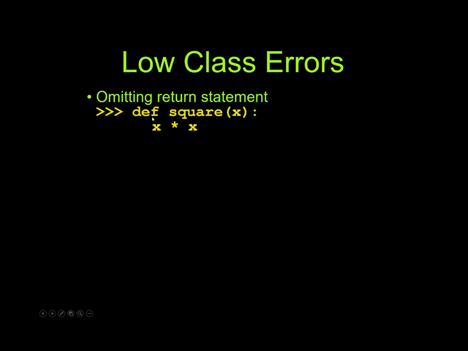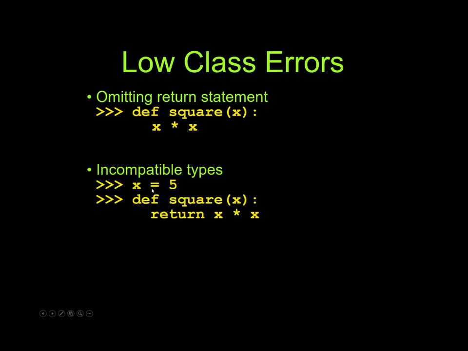Let's get through some low-class errors before we move on to the proper debugging tips. For these errors, we must be able to recognize them immediately and get rid of them already. For example, we omitted a return statement as in here. Define a square function as x star x, with a missing return here. Incompatible types: x is 5, square is a function, and yet we try to add a value with a function.